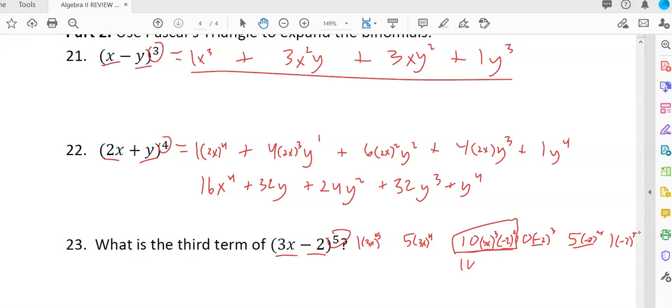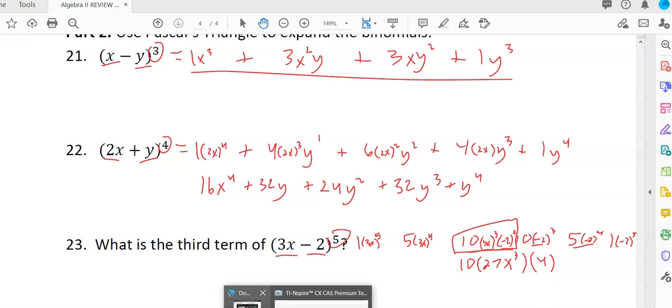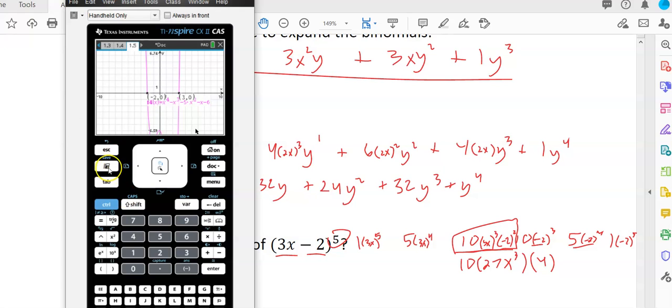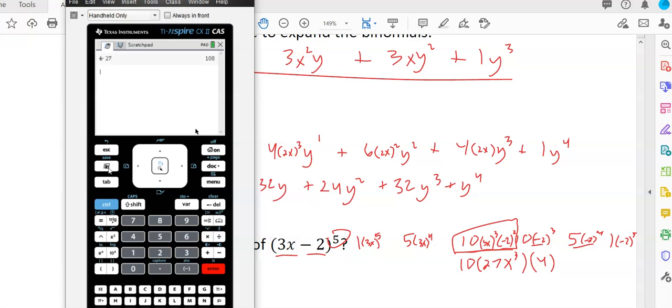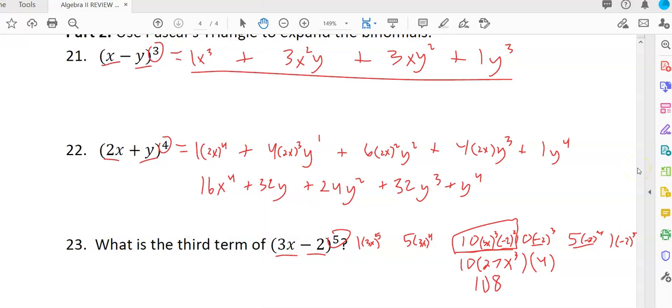So it's going to be 10 times 27x cubed times negative 2 squared, which is 4. So that's 4 times 27. You might need to get your calculator out here. I think I might know that. Okay, so 4 times 27 is 108. So we get 108x to the third. And that is the end of the review.